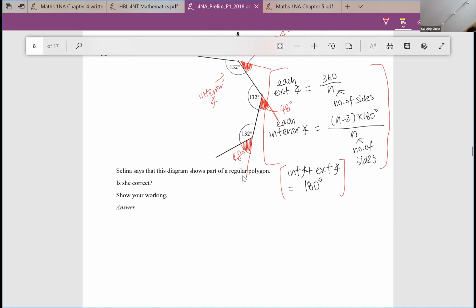Okay, so what does regular polygon mean? Normal polygon. It means everything is fixed, all the angles are the same.